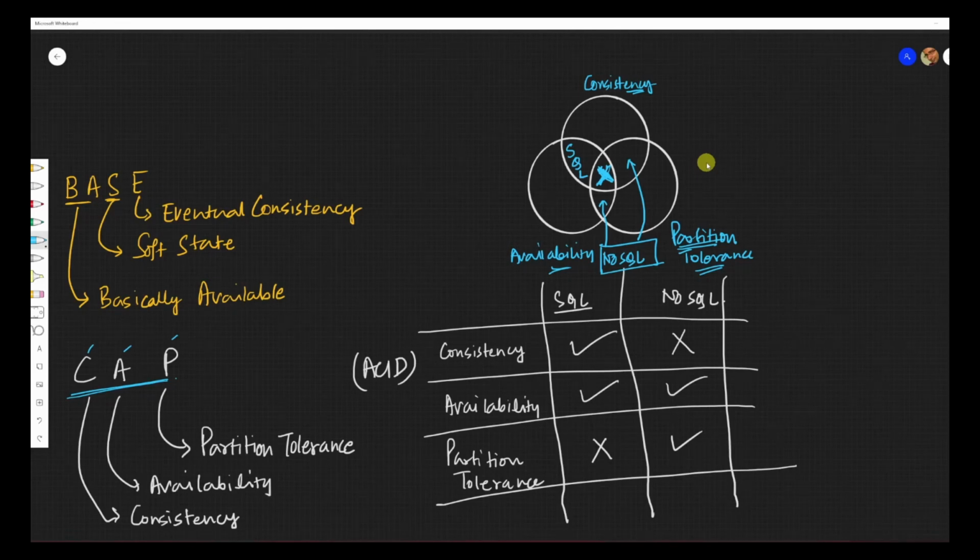You can understand that it is somewhat related to the BASE property that NoSQL databases are built upon. The data will be eventually consistent. It might not be consistent immediately, but we'll be available all the time and the state will change.